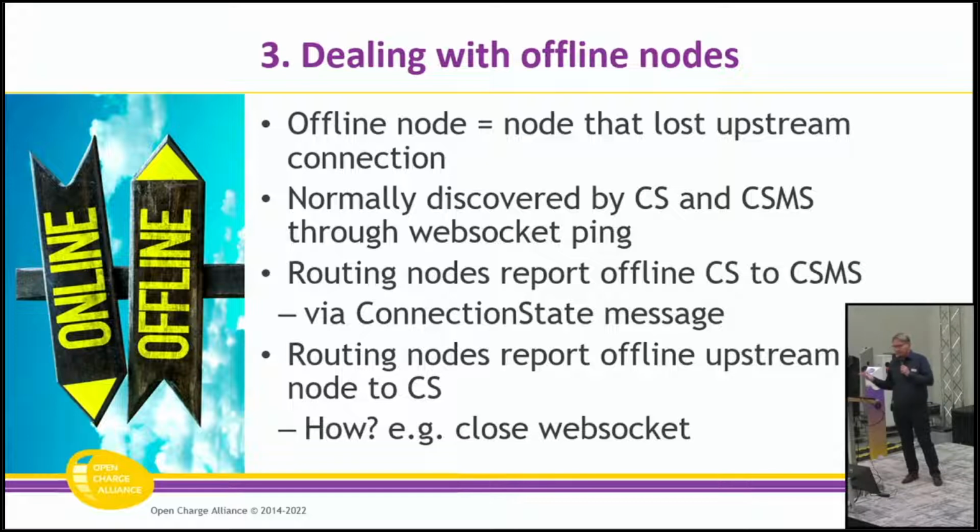So for that purpose, we had to introduce a separate message, a connection state message. And this is an example of the networking message that I mentioned. So this would be a payload type OCPP routing. And in there would be a message connection state telling it that this node is offline, and probably also telling which child nodes are then affected by this situation.